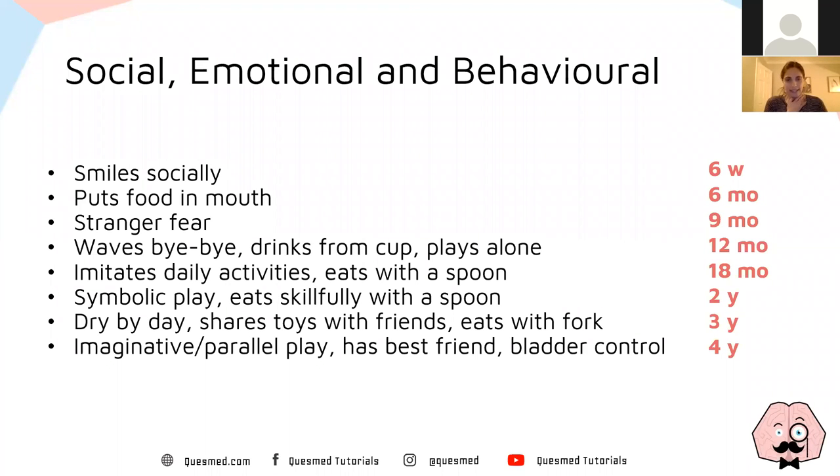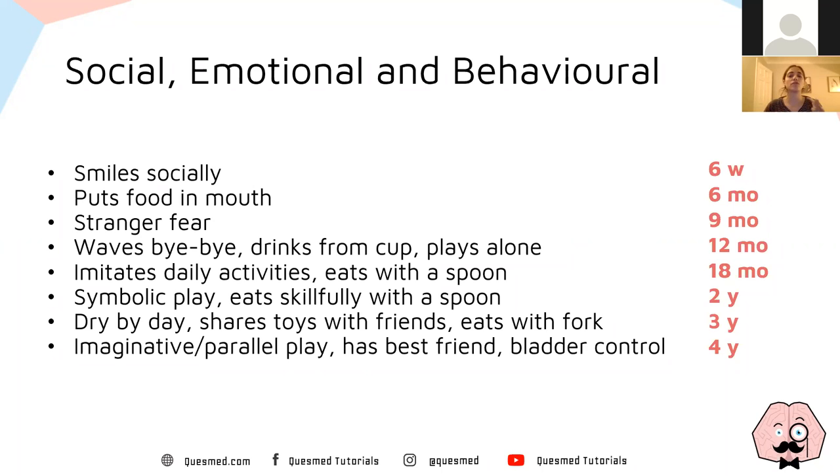So I don't think I've really found a way to make this more palatable. So it's just one of those that, again, you kind of just have to remember. But we start with the child being able to smile at 6 weeks. And then once they can reach for objects, they start putting food in their mouth. By 9 months old, they're afraid of strangers and have object permanence and people leaving.